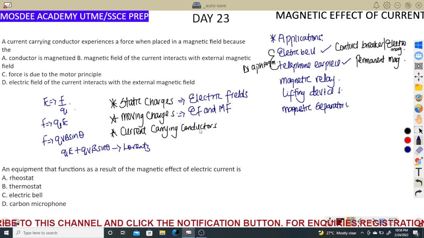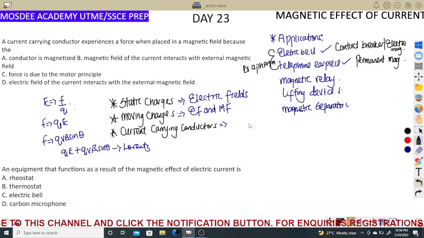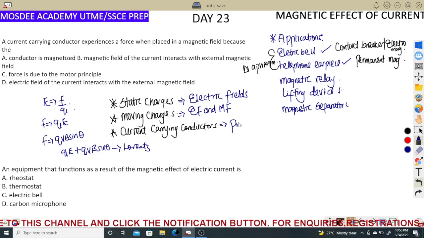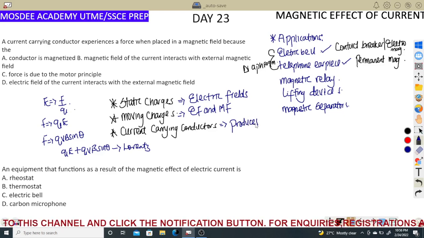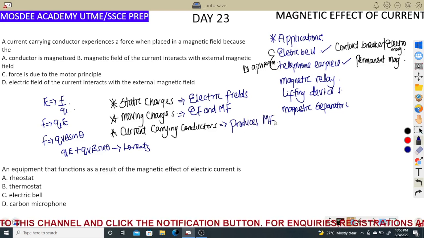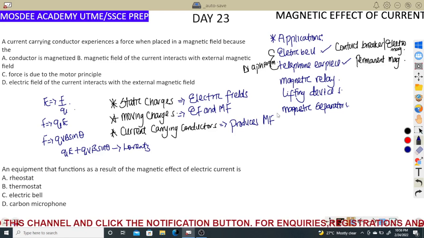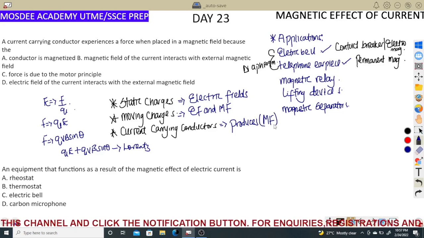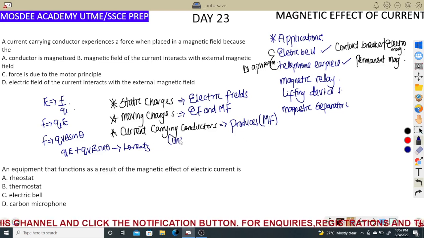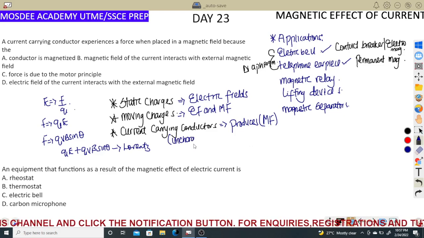Now, the last one, which is what we're talking about, is the magnetic effect of a current carrying conductor. In this case, this one only produces what? Only magnetic field. So this is the basic concept of magnetic effect of current. The basic application is the current carrying conductor. They only produce magnetic field, and only magnetic field can exert force on them. So always keep that in mind, because they are a kind of uncharged body.